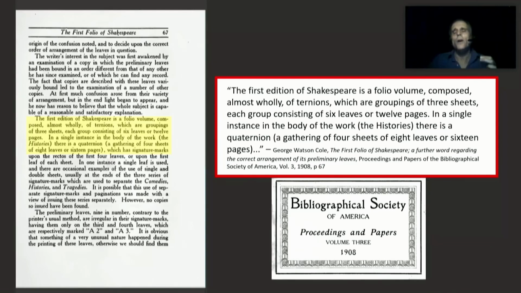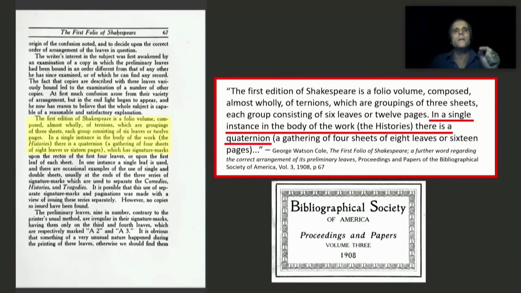As George Watson Cole wrote in his paper, The First Folio of Shakespeare, a further word regarding the correct arrangements of its preliminary leaves, published in Volume 3 of the Proceedings and Papers of the Bibliographic Society of America: the first edition of Shakespeare is a folio volume composed almost wholly of ternions, which are groupings of 3 sheets, each group consisting of 6 leaves or 12 pages.